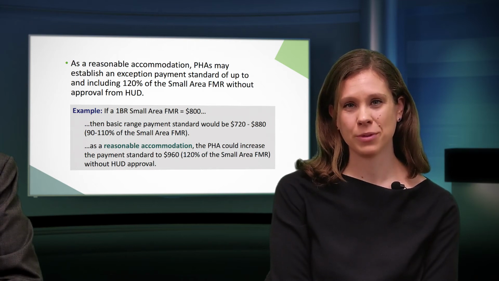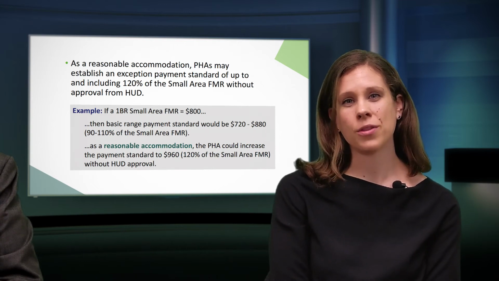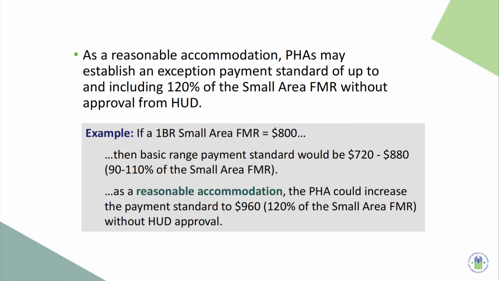If needed as a reasonable accommodation for a family that includes a person with a disability, the payment standard could be increased to $960, or 120% of the small area FMR, without approval from HUD. PHAs may also request HUD approval to establish a payment standard that exceeds 120% of the small area FMR if needed as a reasonable accommodation for such a family. Note, however, that in all cases, applicable units must still meet reasonable rent requirements.